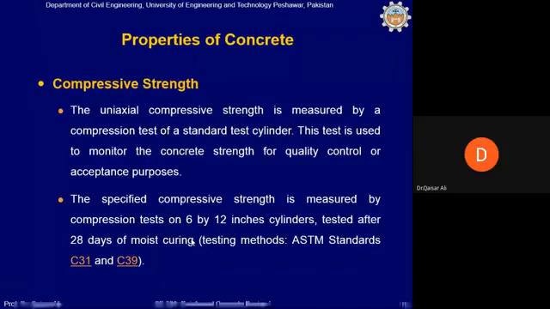The ASTM standards C31 and C39 cover this testing, because you know that testing cannot be done arbitrarily or to the choice of a person. Testing must be done according to some protocols, and these protocols are given by the ASTM, American Society for Testing and Materials. You must test your sample according to the ASTM criteria.